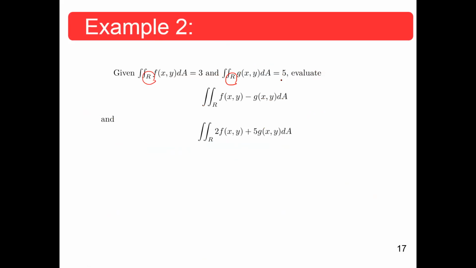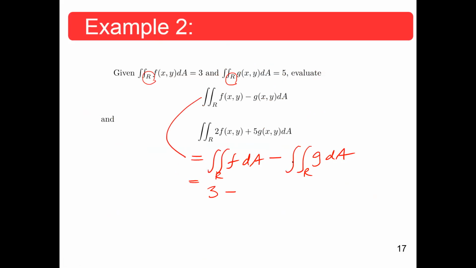Should that be easy? Yes. The first one, the double integral of the difference will be the difference of the integrals, right? It will be the integral of f minus the integral of g dA over the same region R. And we know these two amounts, right? The first amount is 3. The second amount is 5, so I have 3 minus 5, which is -2. Okay?